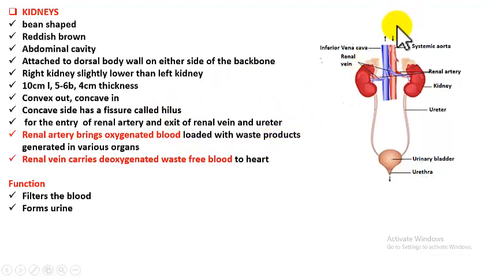So from the heart, the oxygenated blood loaded with waste materials is brought to the kidneys. Now the kidneys use up the oxygen in the blood and filter the waste materials. Now the blood becomes deoxygenated but waste free. This waste free blood, which is deoxygenated, is carried again to the heart by the renal veins. So these blue structures carry blood from the kidneys to the heart again. Which blood? Deoxygenated waste free blood.